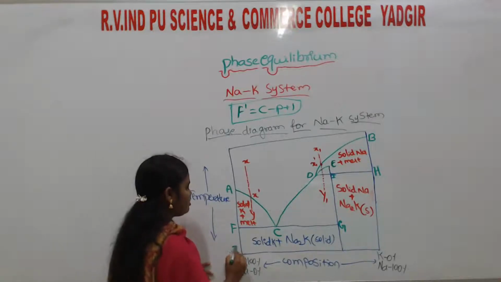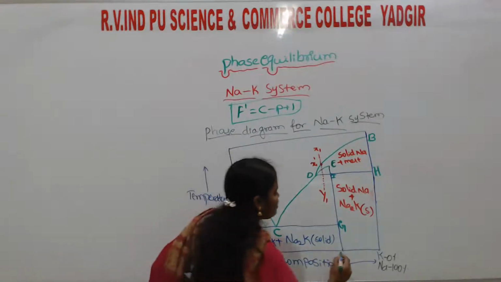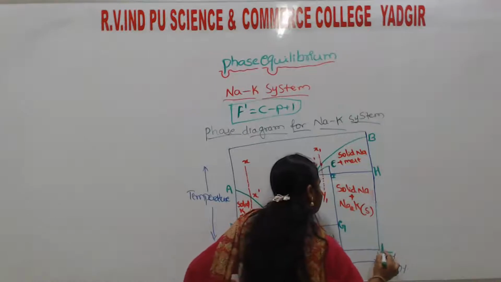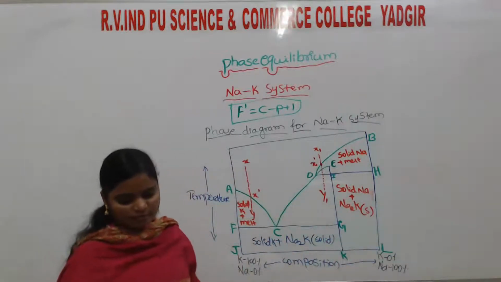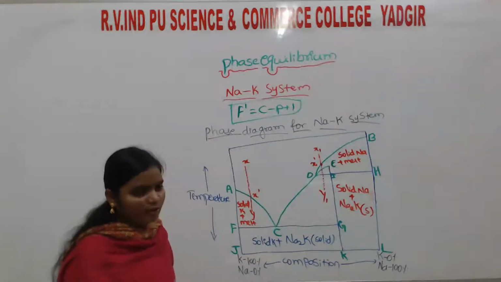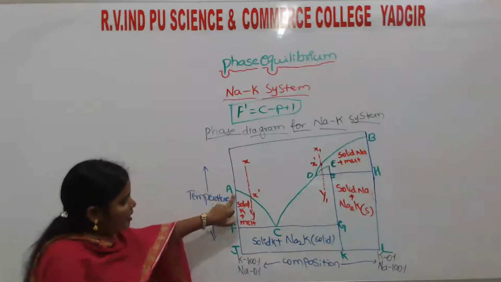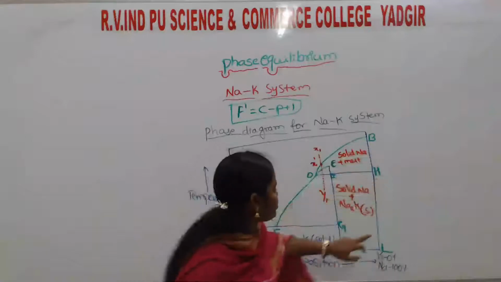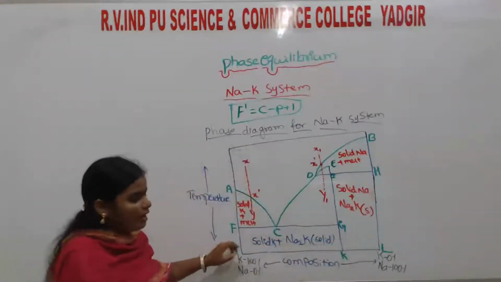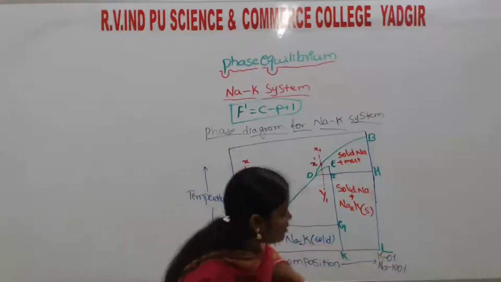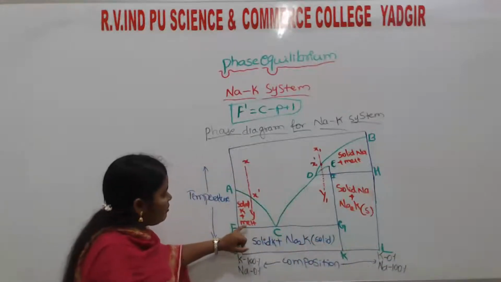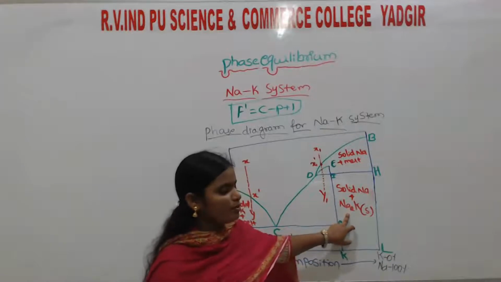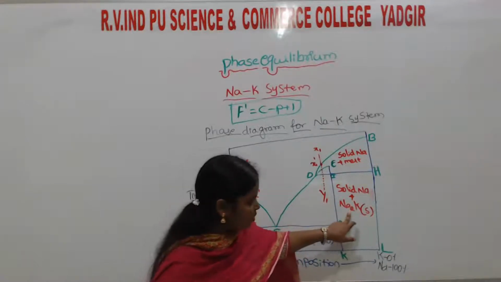This point is G and this point is K and this point is L. So here this point is A and this is C, this is D and this is B, this is E, I, H, this is G, this is F and this is J, this is K, this is L. And here there is presence of solid K plus melt and here presence of solid sodium plus Na2K, sodium potassium solid, as sodium potassium solid is formed.